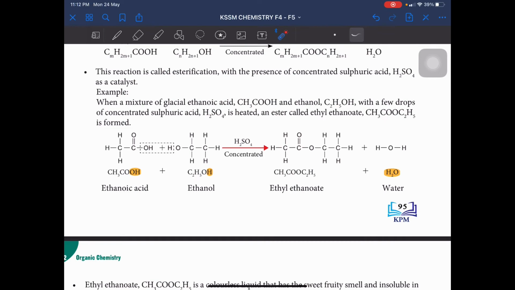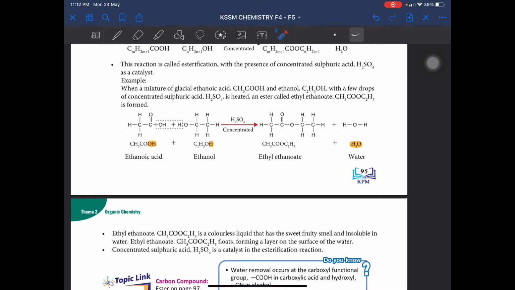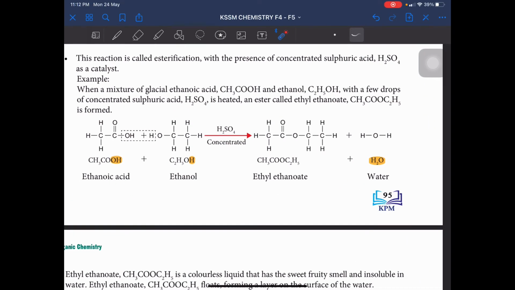Okay, let me explain through the structural formula. Now, tengok sini. Ethanoic acid, the formula comes from CnH2n+1COOH, where the n is 1. Okay, the second member, because carboxylic acid can start from 0, 1, 2, 3. This is the second member, ethanoic acid.